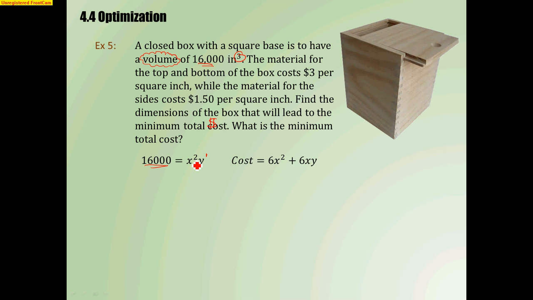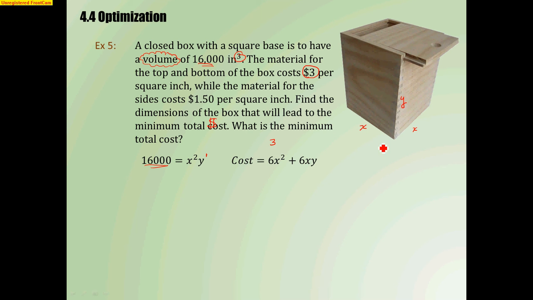Where did the cost equation come from? I certainly needed cost, right? So I see a 3. Let's back this up a little bit. The top and the bottom cost $3 per square inch. So if I say this is x, and if you're looking at my volume equation, that's y, right? So x squared times y is the volume, which again is 16,000. So if I want cost, it's $3 per square inch.